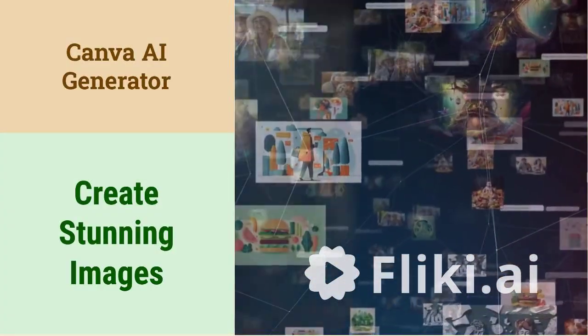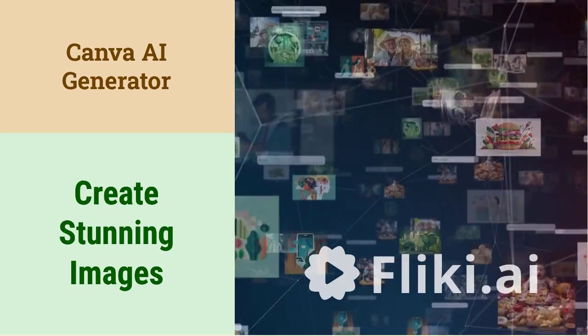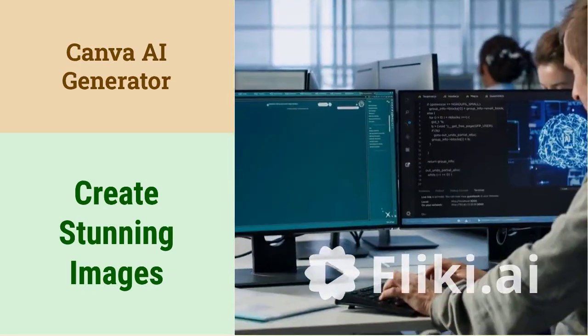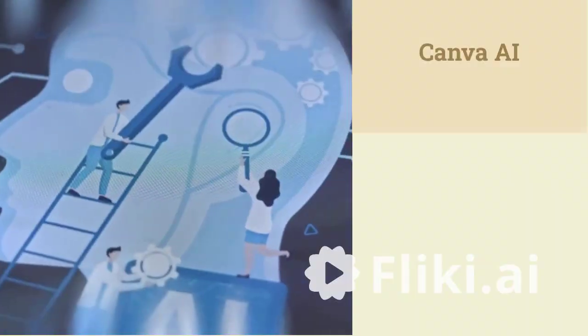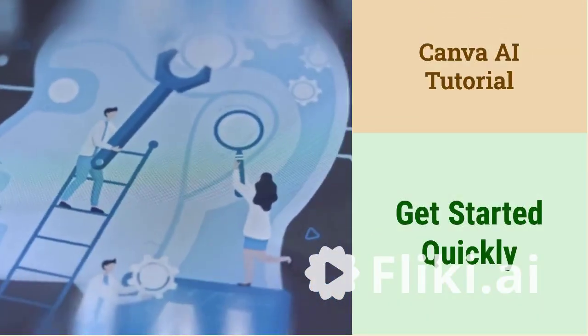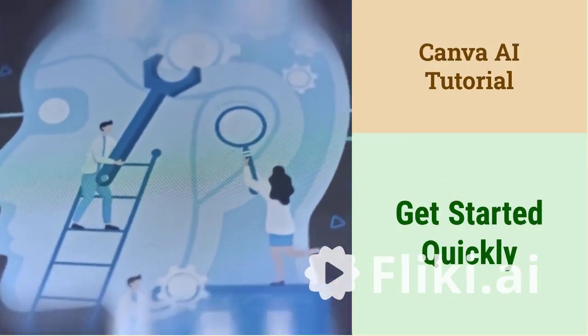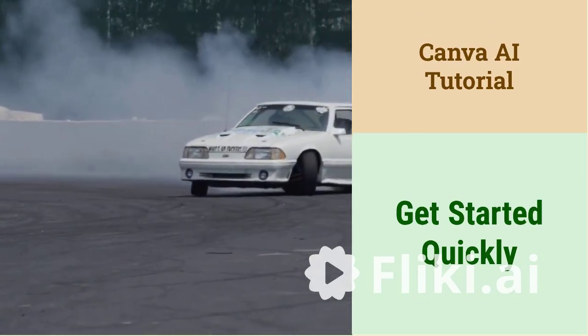In today's video, I'm going to show you step by step how to sign up and access the Canva AI image generator, Canva's powerful tool that lets you turn text into stunning images instantly. If you're brand new to Canva or AI design, this tutorial will get you started in less than 5 minutes. Let's jump right in. Step 1, go to canva.com.